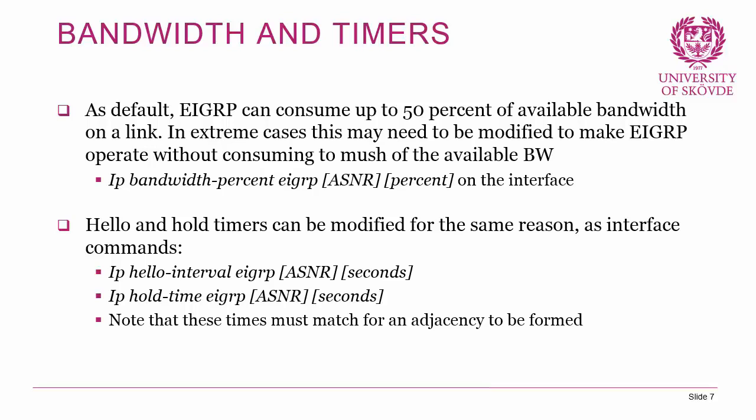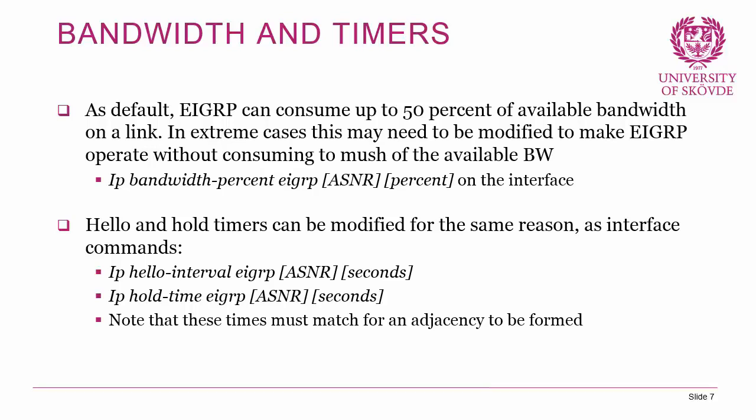I would personally say that if you're in a situation where you actually have to mess with this, then you should preferably change the link to a better link type. But if that's not possible, maybe you should consider using static routing or something else instead. However, the command that you use is an interface command, that is ip bandwidth-percent eigrp, the AS number, and the percent that you want to allow.